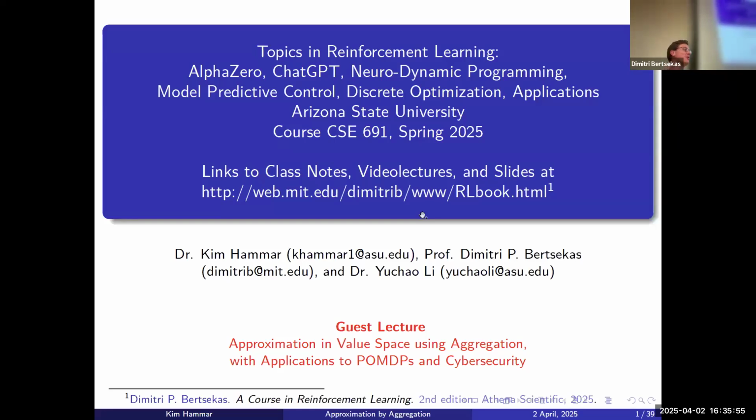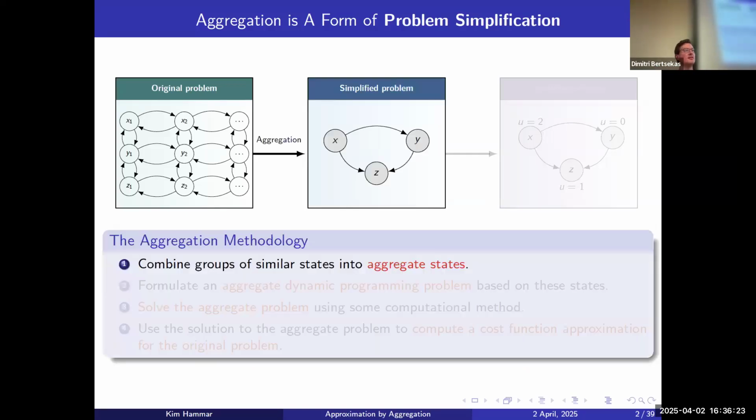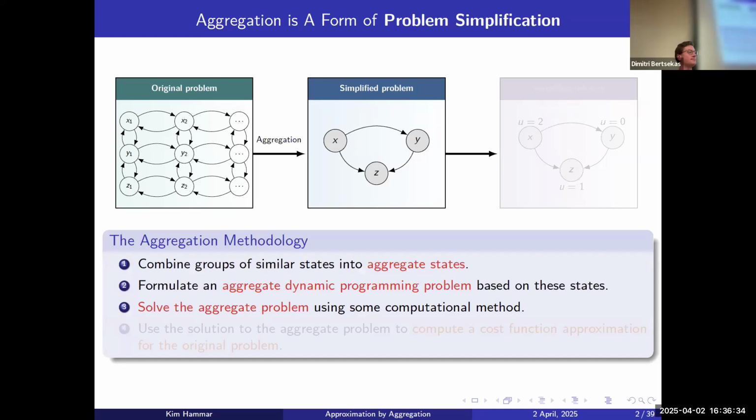So once again, welcome everyone to this lecture, which will be about aggregation, which is an offline methodology for approximating dynamic programming problems. On a high level, you can understand this methodology as a form of problem simplification, where you start out with some original problem, which typically will have a very large state space. Then you simplify the problem by grouping together states into a smaller set of aggregate states. Those aggregate states then form a new dynamic programming problem, which can be efficiently solved.